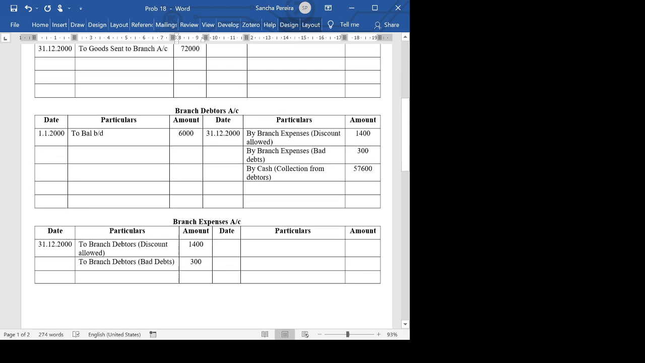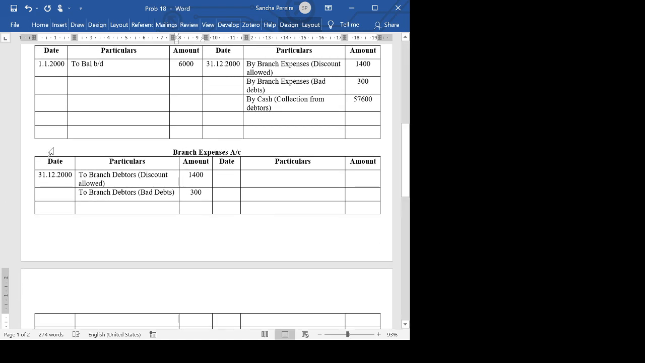Okay. Branch expenses paid by head office. Now these are expenses of the branch. It will come in the branch expense account. So I will just show it as to expenses. We don't know what the expenses are, so I will just write it as expenses, 15,000. Sometimes they tell us it's salaries, rent, and so on. Right now we don't know. I'm just writing it as expenses.